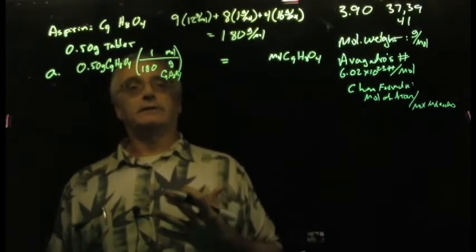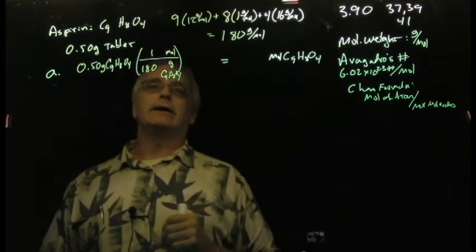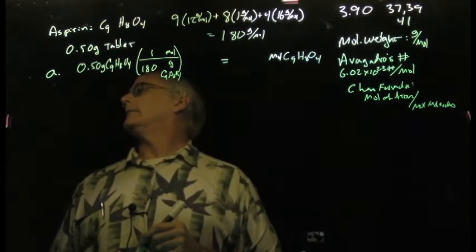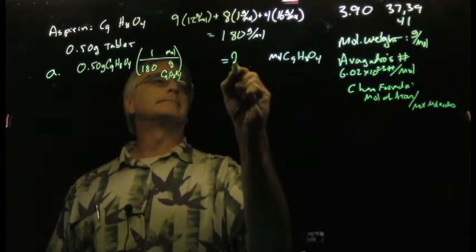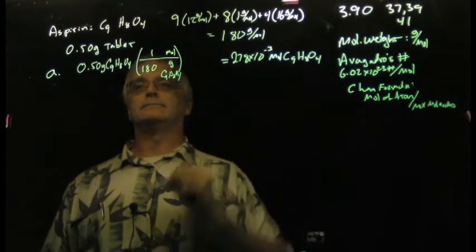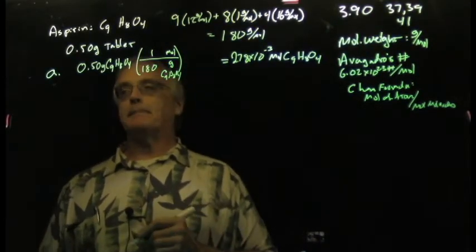That's it. That's the only calculation we have to do at this stage of the game. So out comes the magic handy dandy little calculator. I've already done that. And what did I come out with? I came out with 2.78 times 10 to the negative third. Okay? Pretty small number of moles. There's the answer to part A.